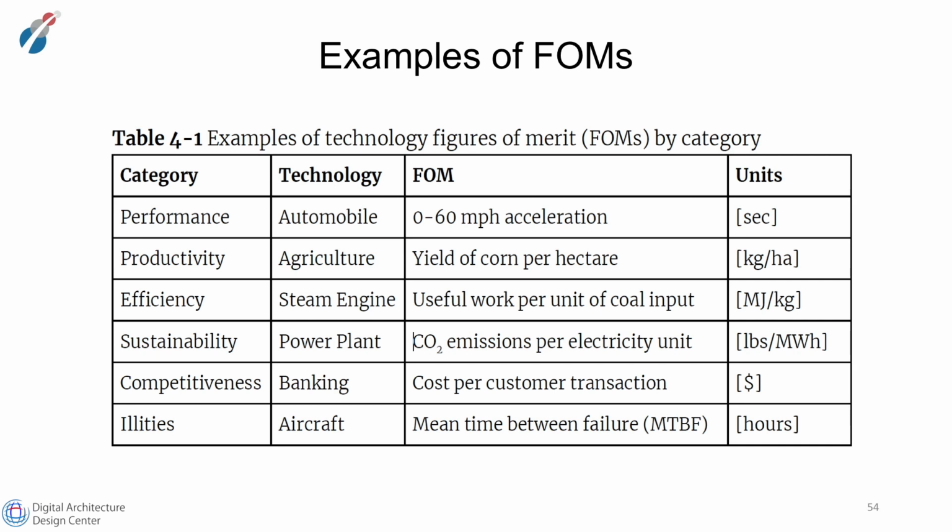And then here are some examples for each of those categories of figures of merit. Many of these you're familiar with. So for automobiles, acceleration; the yield in agriculture; efficiency for steam engines; sustainability in power plants, so CO2 emissions per electricity unit generated; in banking, the cost per customer transaction; and in aircraft, the mean time between failure of components. What's very important also, and I'm personally a stickler on this point, is that you always define units of measurement. Always define units of measurement when you define figures of merit for systems.